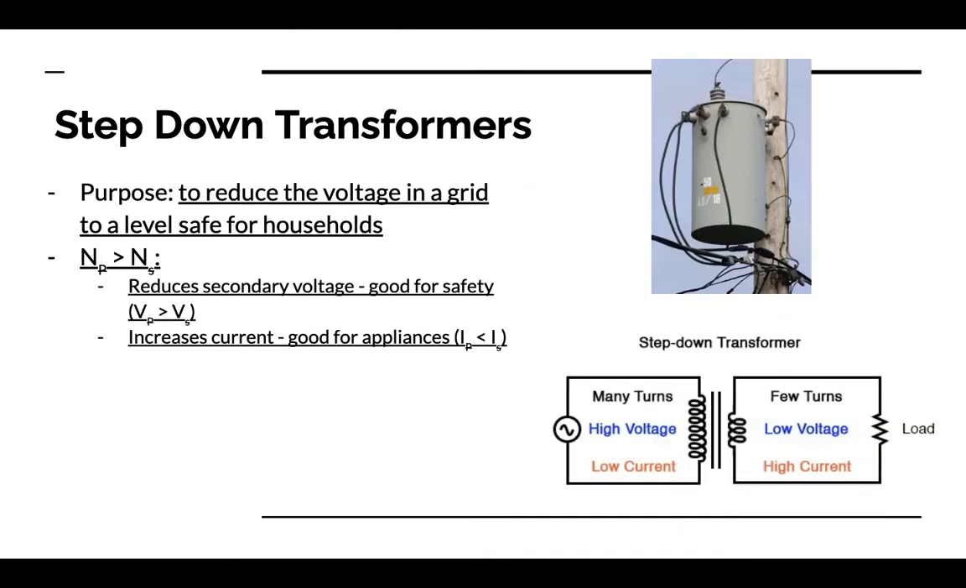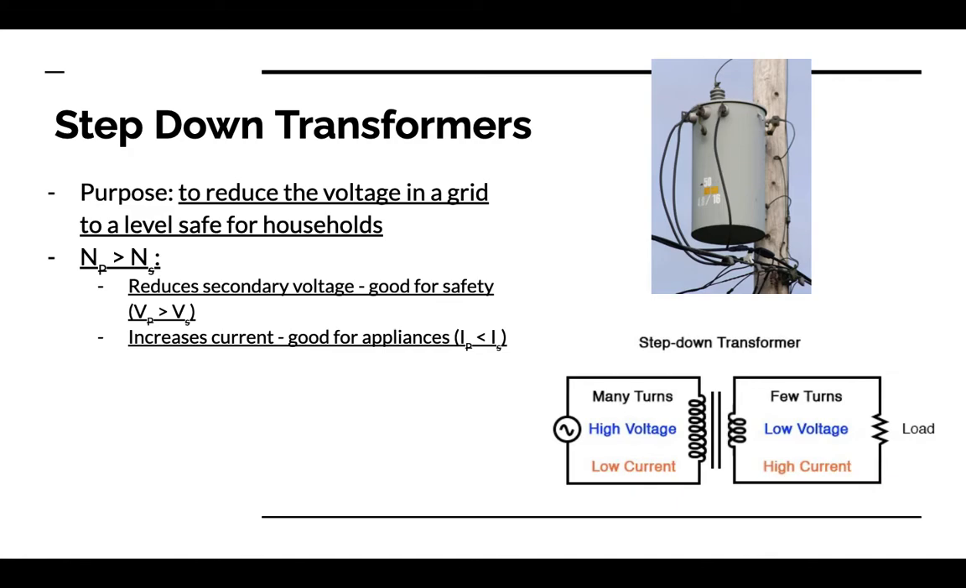So step-down transformers. The purpose of a step-down transformer is to reduce the voltage in a grid to a level safe for households, all right? There is another purpose for this, as we'll see in this bullet point right here, okay? But basically the idea is that there are two types of power lines, as we'll see in our end of PowerPoint diagram. The first type of power line, for long-term transmission, typically has 400,000 volts. A shorter-term power line has about 13,000 volts.